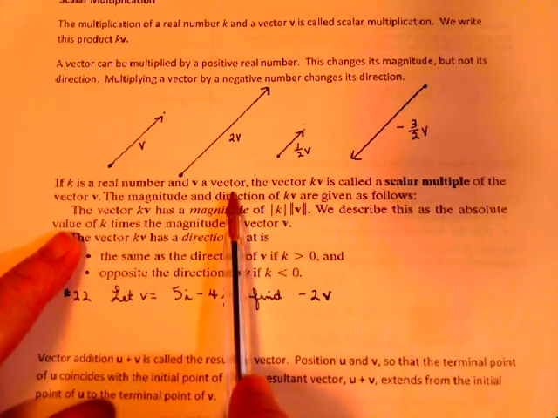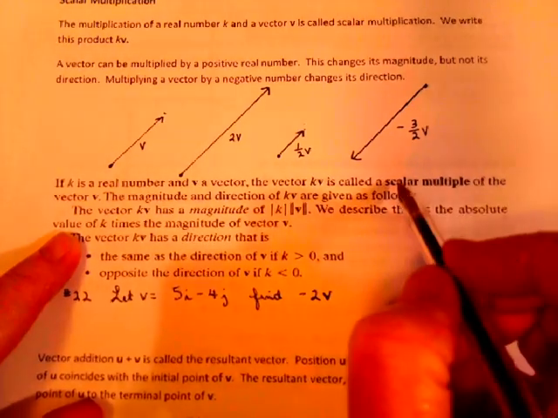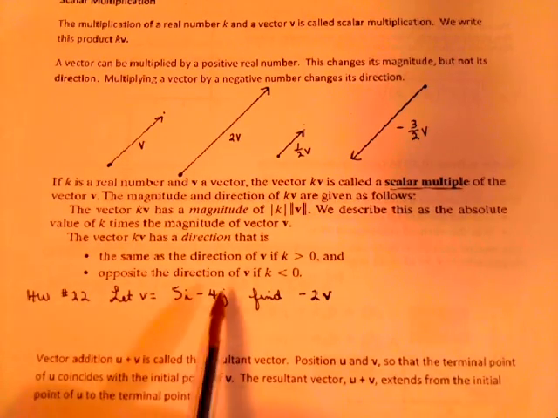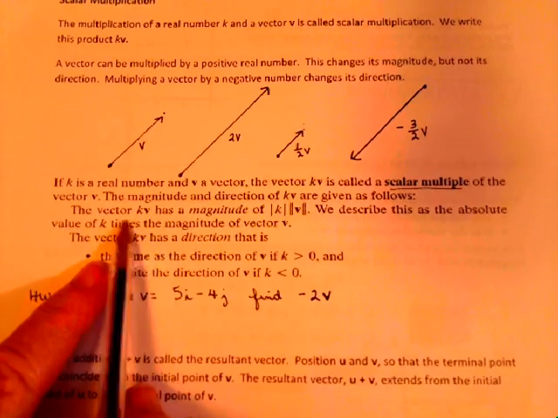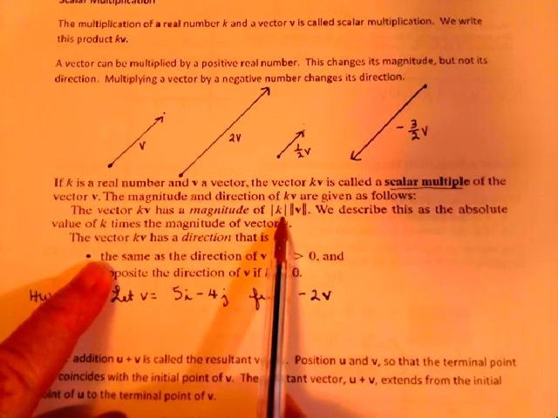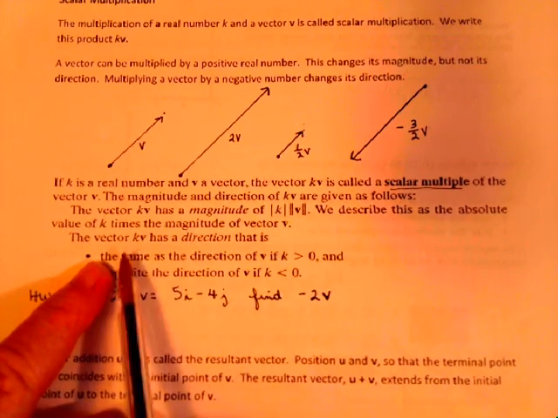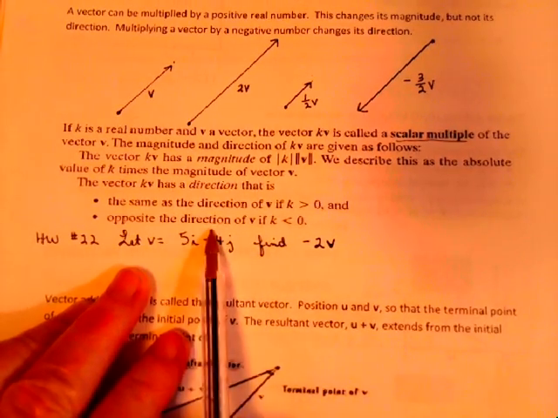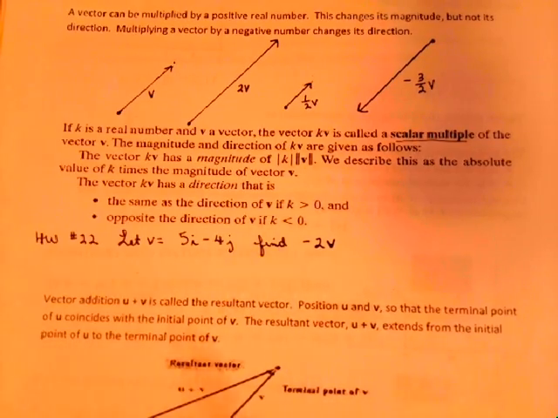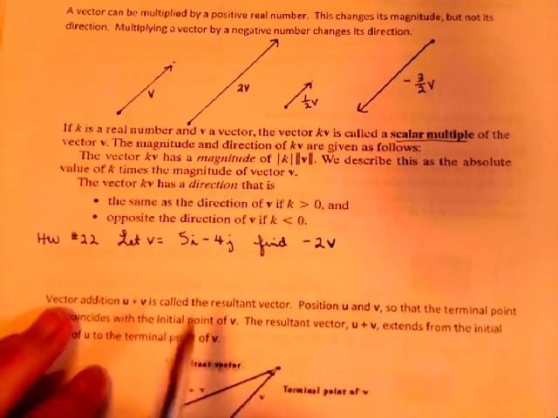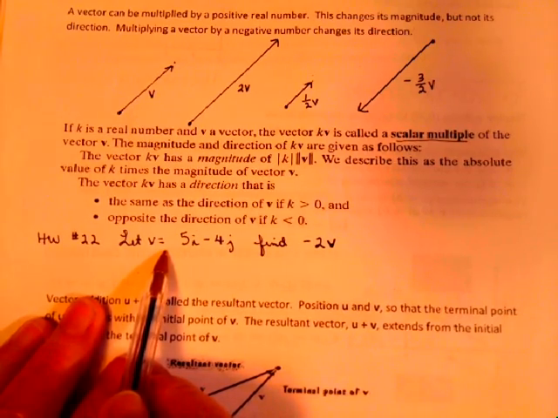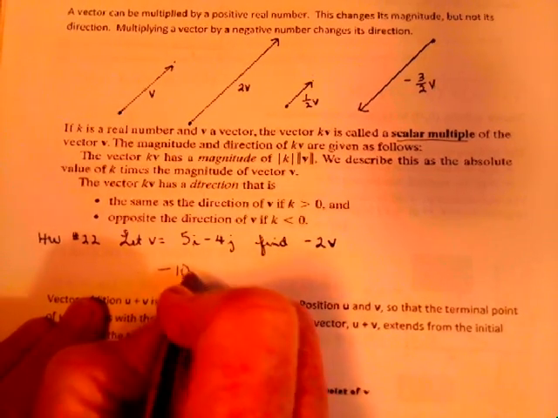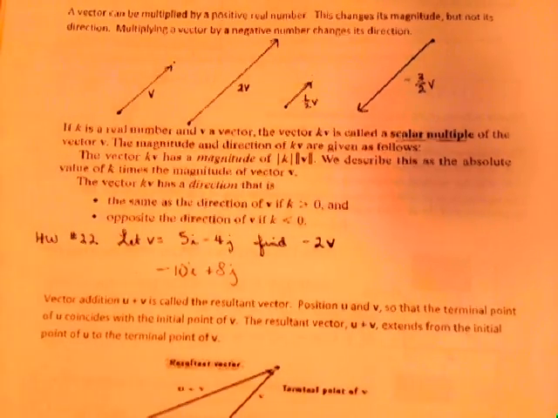If k is a real number and v is a vector, the vector kv is called a scalar multiple. The magnitude and direction of kv are given as follows. The vector has magnitude of the absolute value of k times the magnitude of v, and it has direction. It has the opposite direction of v if k is less than 0. In other words, if it's a negative, it turns around and goes the other way. So find negative 2v. If vector v is 5i minus 4j, you'll multiply negative 2 times both of these numbers. You get negative 10i plus 8j. Easy to do.